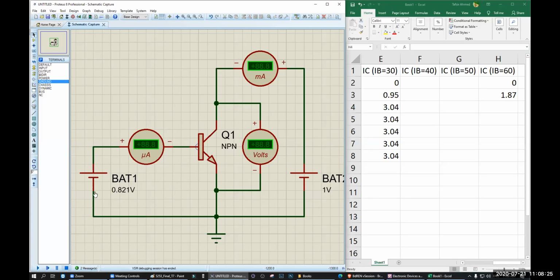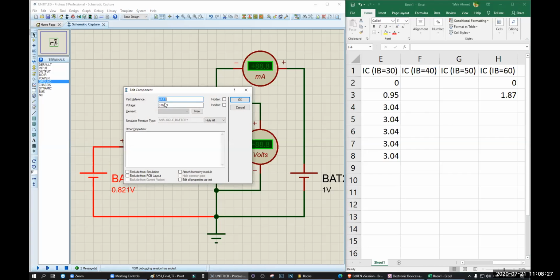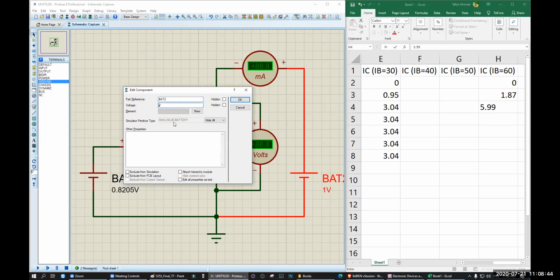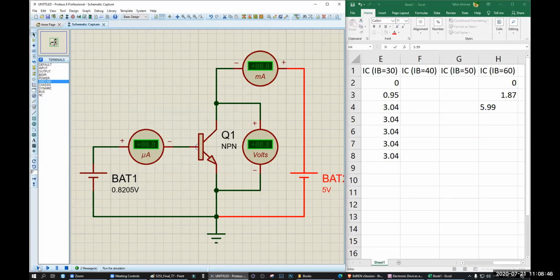Now see, 61, no, I need to change it again. I need to reduce it by 0.5. Yeah, 60, now it is 60, no problem. Now, for 1 volt, your current is 5.99. Now I'm going to change the battery to 5 volt. It's 5.99.